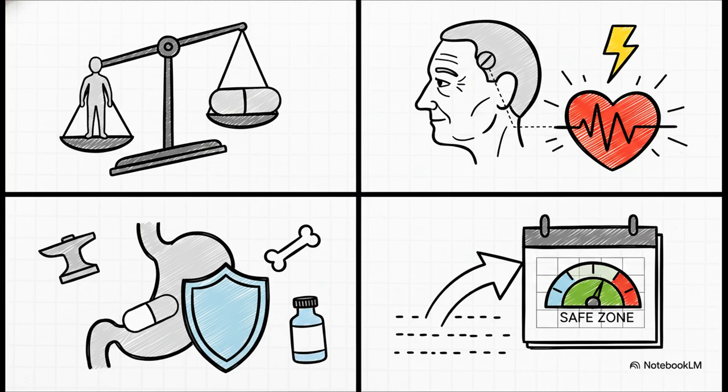We also have to ruthlessly avoid concurrent use of chemical absorption inhibitors, things like ferrous sulfates, calcium carbonate, aluminum hydroxide, and sucralfate. Finally, monitoring this requires clinical patience. You recheck TSH, FT3, and FT4 exactly 12 weeks post-initiation, and then you titrate in very conservative 25 microgram increments toward a target TSH of about 5.